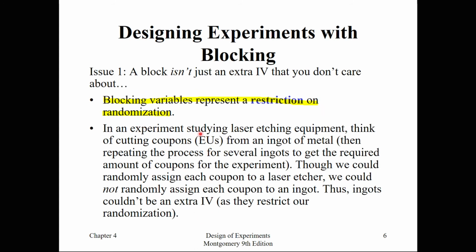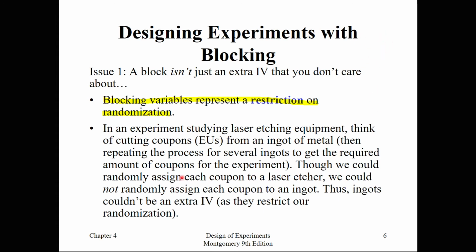Let's say an experiment is we're doing laser etching on cutting coupons. These are just little bits of metal from a big ingot. And then we're going to repeat the process for several ingots. So you've got this big block of metal, and I'm just slicing off little pieces of it to do an experiment with. But after I finish slicing all the pieces, I need some more pieces, so I get another big block of metal, and then another big block of metal. And then I want to do some laser etching on the little slices.